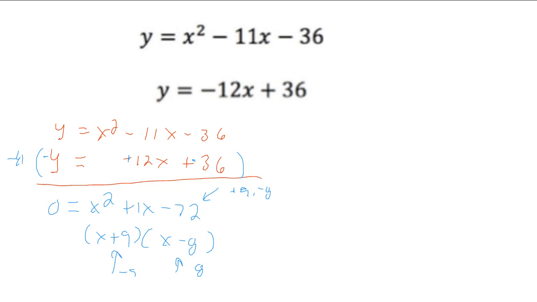Sure, I can do that. So now I have my x values, -9 and 8. I still have to solve for my y value, right? I've got to find my y value by just plugging it back in. I'll let you guys do that. But somebody asked if I could show how to solve it by completing the square.